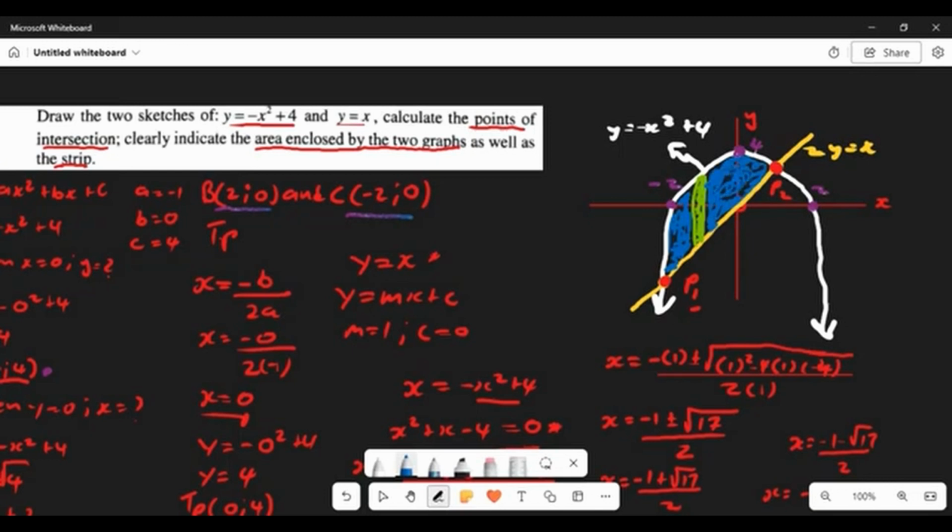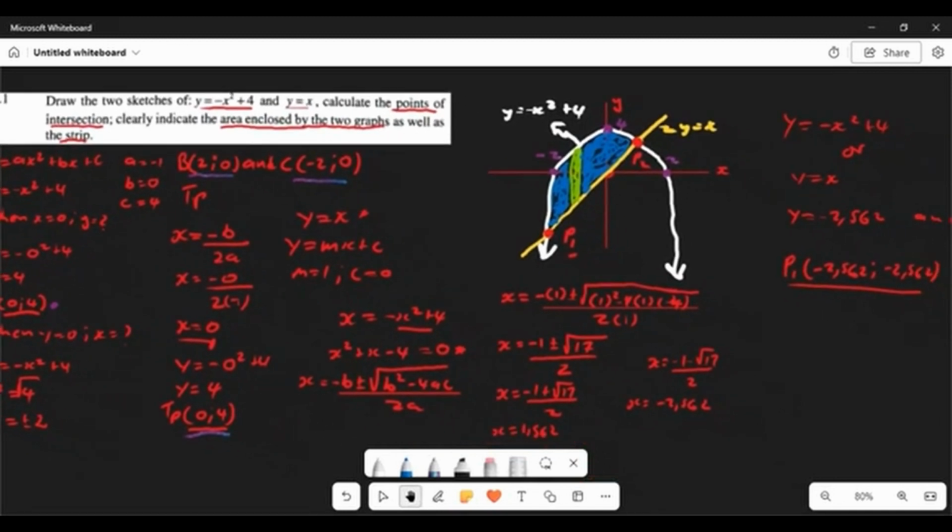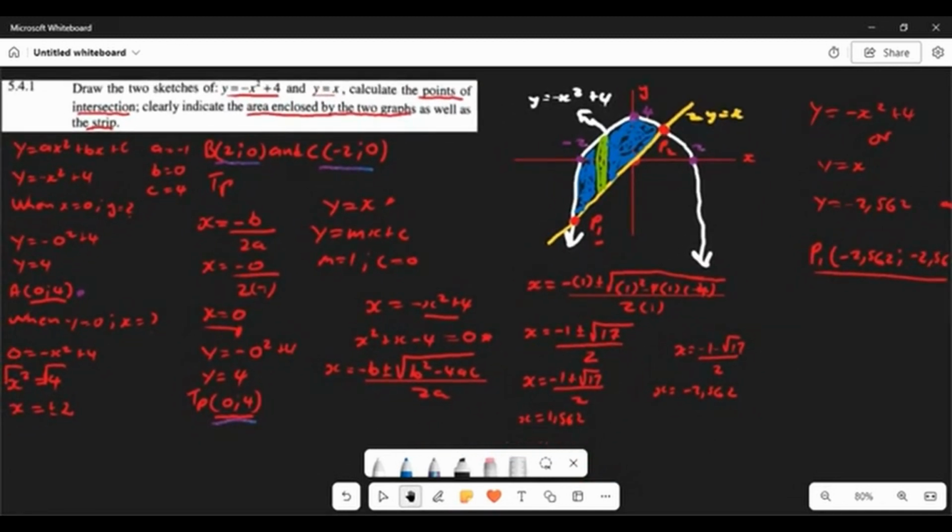I hope you can see. So your graph was supposed to look something like this. You must have an enclosed area, and you must also show the strip which is between the intercepts, because those intercepts are the ones where the graphs actually form an area. I hope you guys managed to understand this. This was a bit long and also a bit complicated, because if you didn't know what was happening here, this question was going to be challenging for you. I hope though you managed to understand.